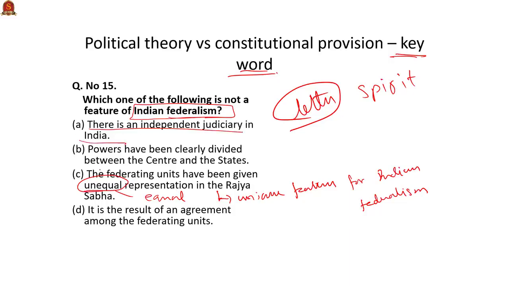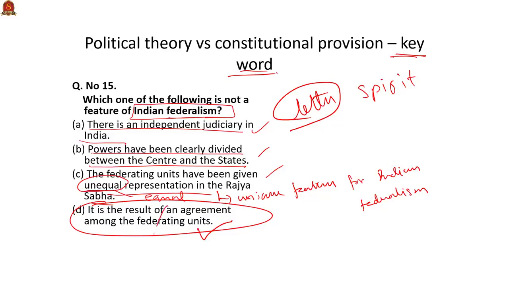There is an independent judiciary in India, yes. Powers have been clearly divided between the center and state, yes. The unequal representation in Rajya Sabha, yes. Okay, so three statements would be correct. It is the result of agreement among the federating units. Usually in federalism, this statement is correct. But by looking at the letter of the Indian constitution, this statement is not correct. Why? Because Indian federalism is based on the principle of holding together, not coming together.